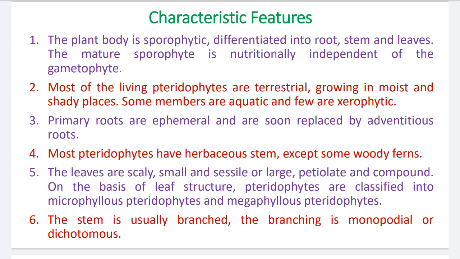Point number 1, the plant body is sporophytic. Now it is one of the important things. The main plant body in the pteridophytes is sporophytic, not saprophytic, sporophytic. On the contrary, in bryophytes, the main plant body is gametophytic. So this is the main difference between bryophytes and pteridophytes. In Pteridophyta, the sporophytic plant body is the main, the dominant plant body.